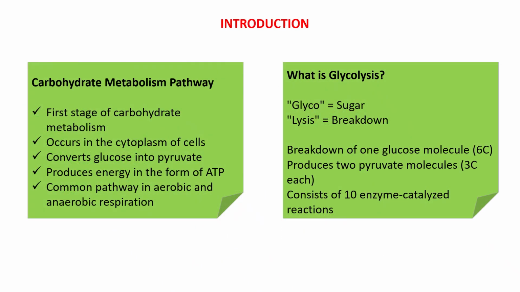Glycolysis is the process by which one molecule of glucose is broken down into two molecules of pyruvate, releasing energy in the form of ATP. This pathway occurs in the cytoplasm of all living cells and does not require oxygen directly. It is the common pathway for both aerobic and anaerobic respiration.